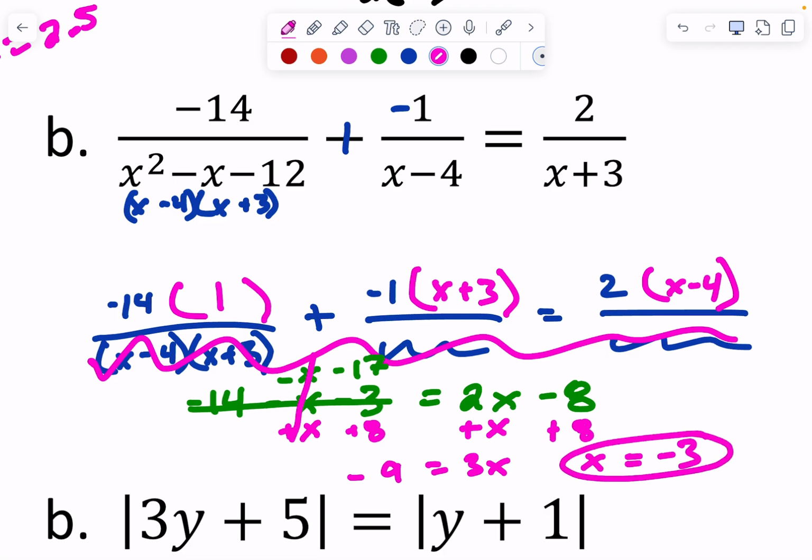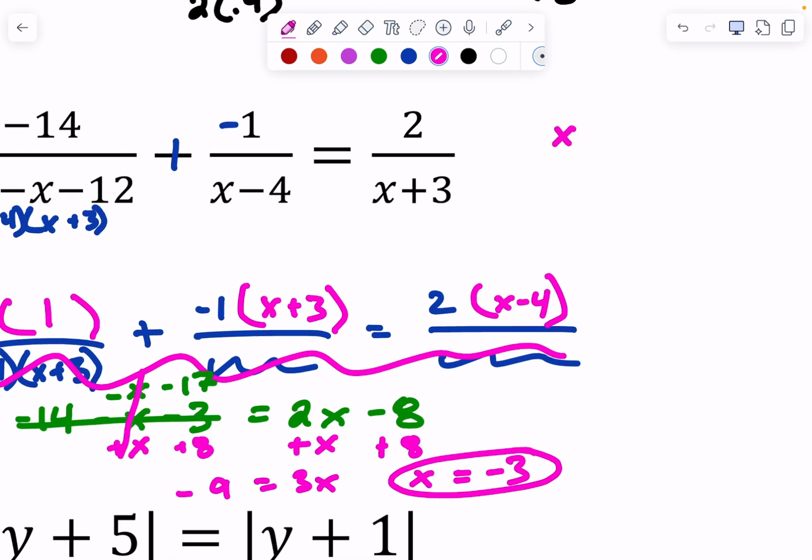Yay, done. Can we be done yet? X can't be negative 3, because it'll be 0 on the bottom. X cannot be negative 3. And what else can x not be? Positive 4. So, no solutions.